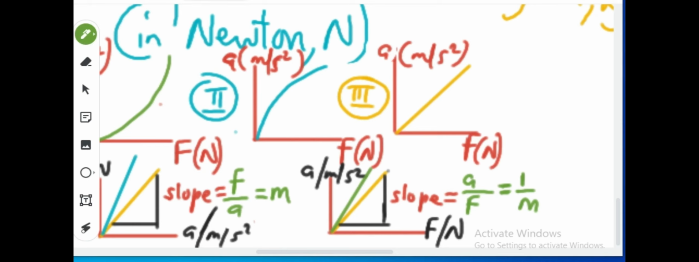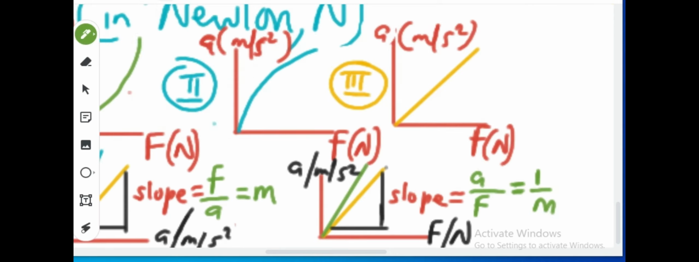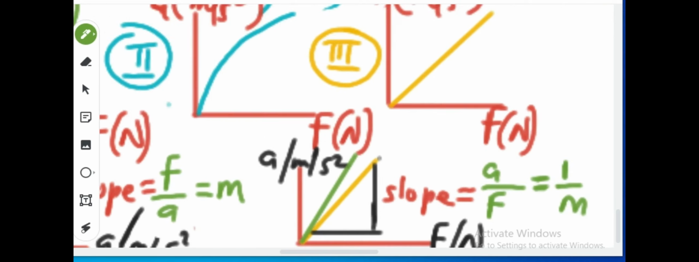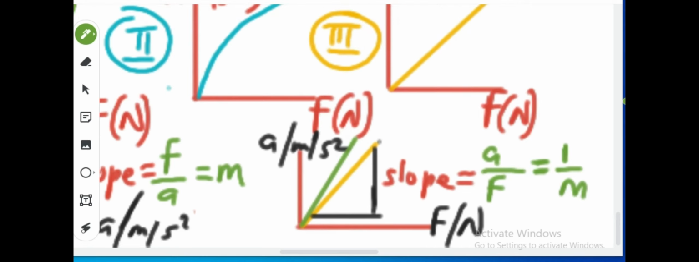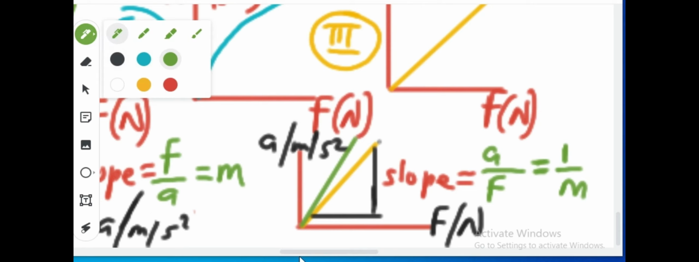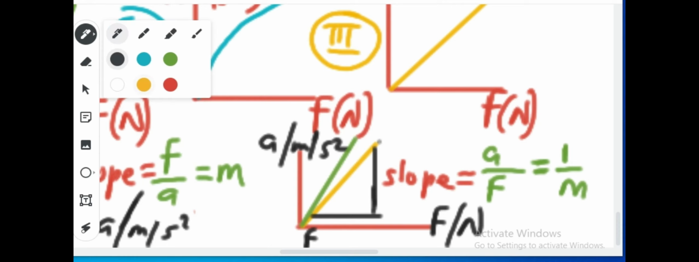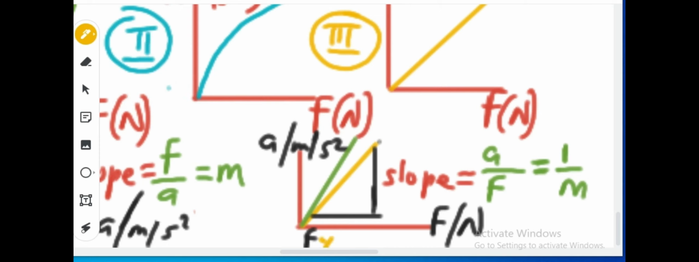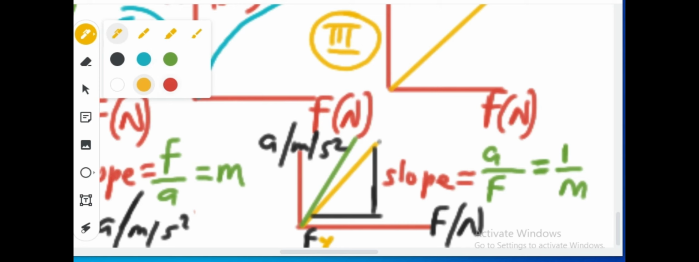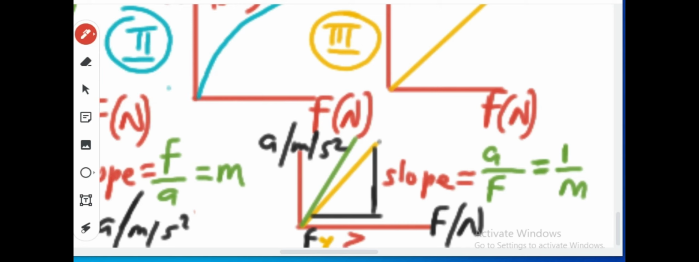Okay, let me see if I can find a small space to write that. Are you listening? Pay attention. I said the force for the green one, is it not? No, the force for the yellow one. The force for yellow is bigger than the force for green.